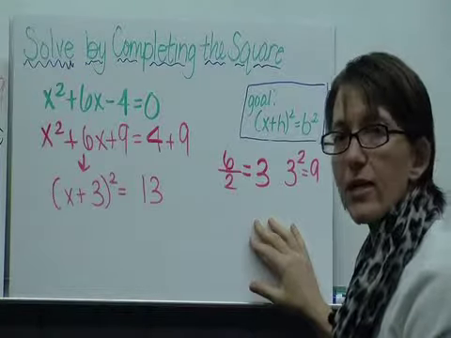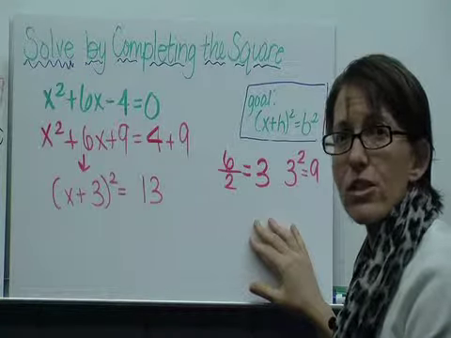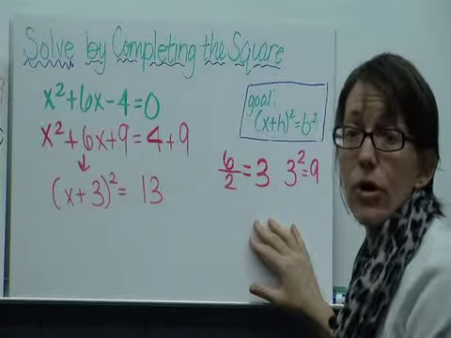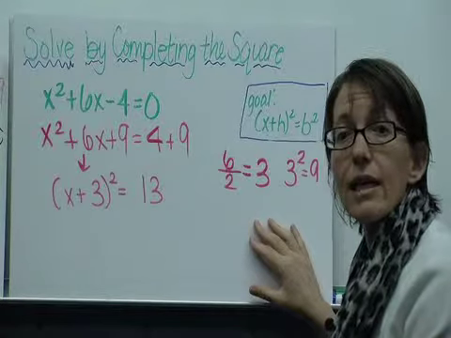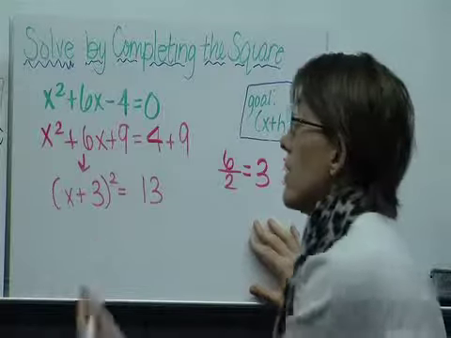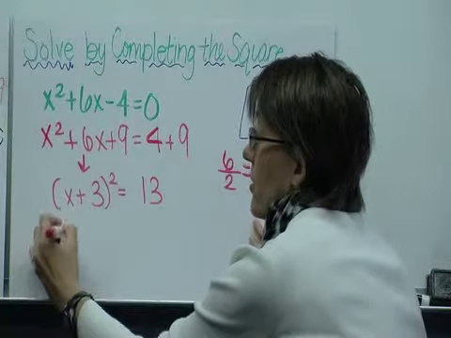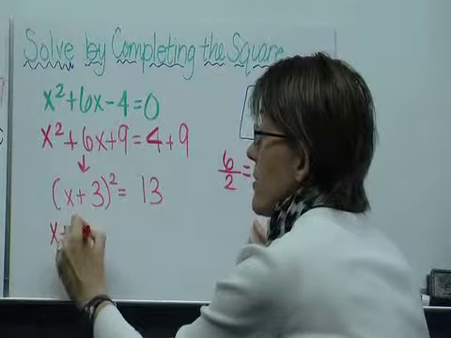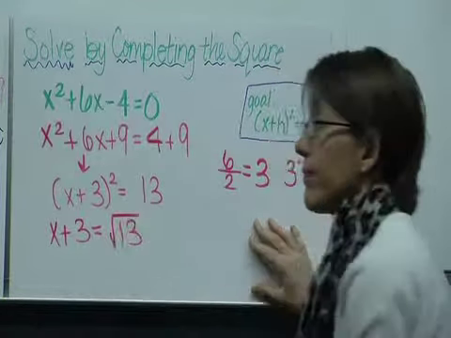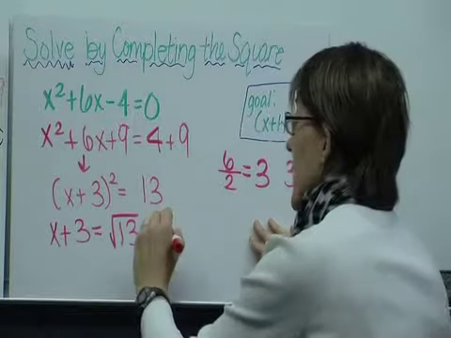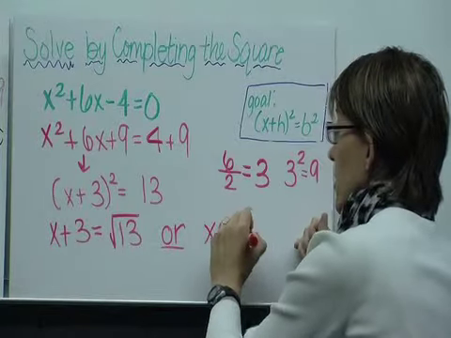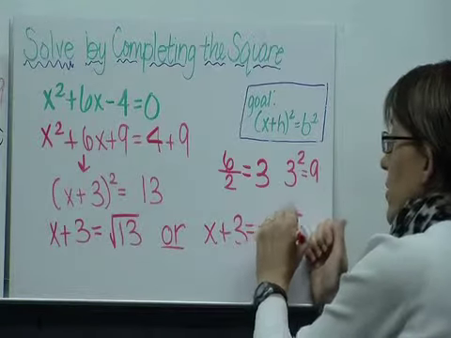I can hear what everyone is saying. 13 isn't a perfect square. That doesn't matter. We're still going to take the square root of 13. We're just going to get an irrational number. You'll reduce the radical if you can. So I'll have two equations. x plus 3 could equal the positive square root of 13. Or x plus 3 could equal the negative square root of 13.